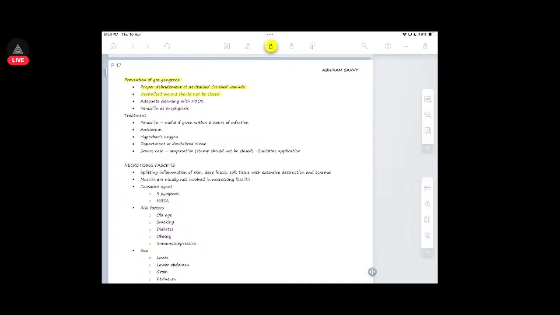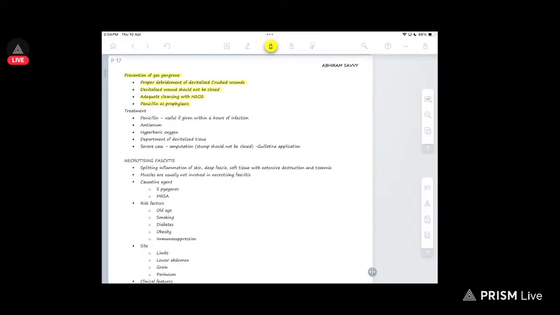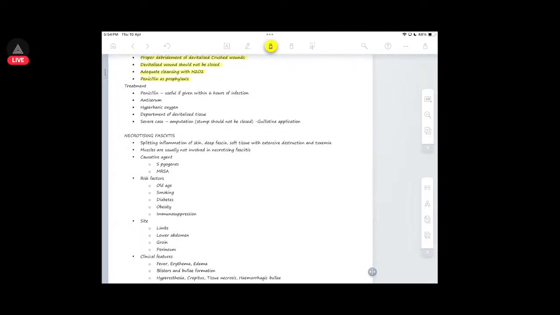Devitalized wound should not be closed. The wound should not be closed. You should be cleaning it adequately with hydrogen peroxide, and penicillin should be provided as a prophylaxis. Proper debridement, devitalized wound should not be closed. Adequate washing with hydrogen peroxide and penicillin as prophylaxis.